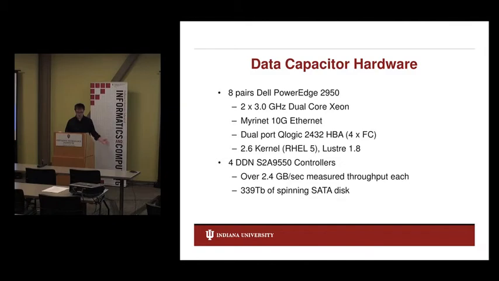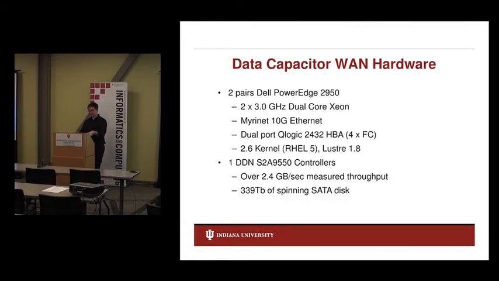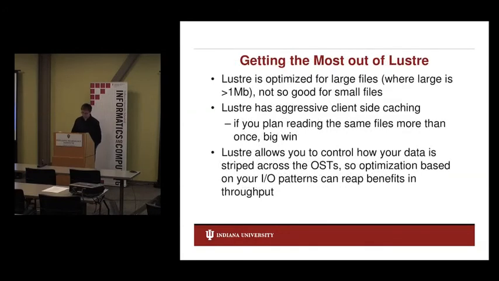They are connected to the network over 10 gigabit Ethernet. We use 4 gigabit Fibre Channel to connect to the storage hardware. We're running Red Hat 5 with Lustre 1.8, and we use the Data Direct Networks S2A 9550 controllers. Data Capacitor WAN is very similar, with fewer servers and less hardware, but still very fast. It's also connected over 10 gigabit Ethernet.